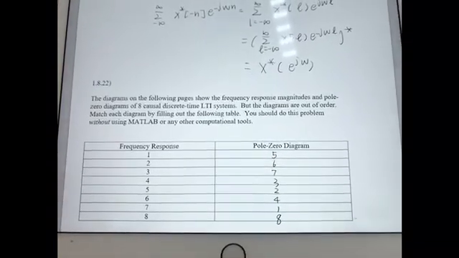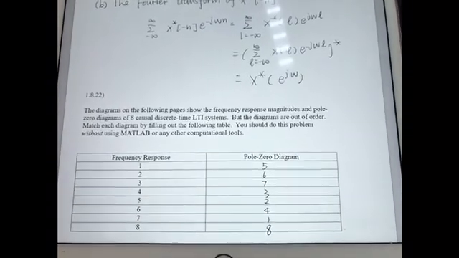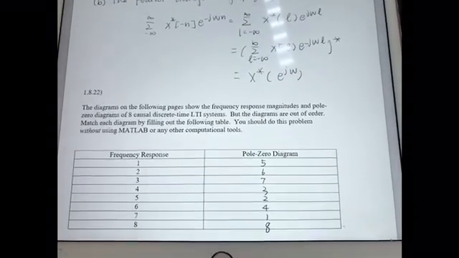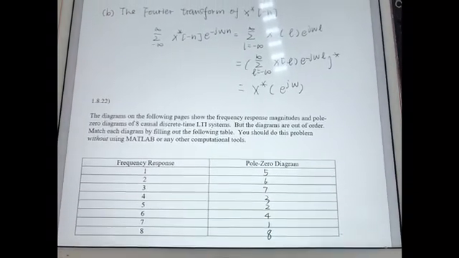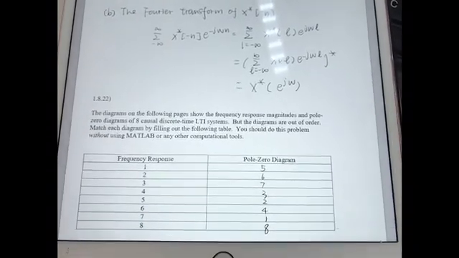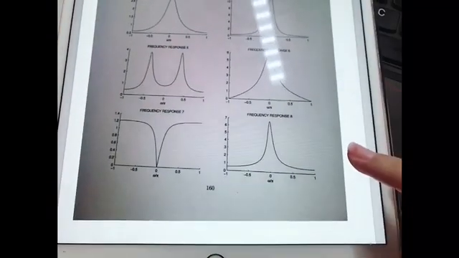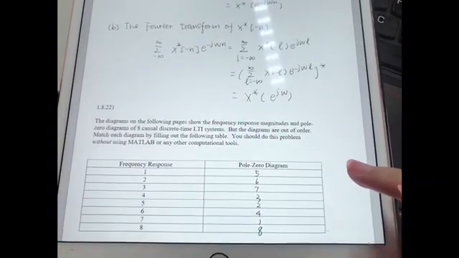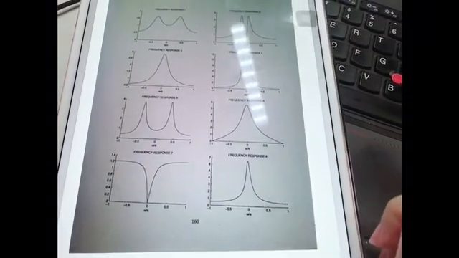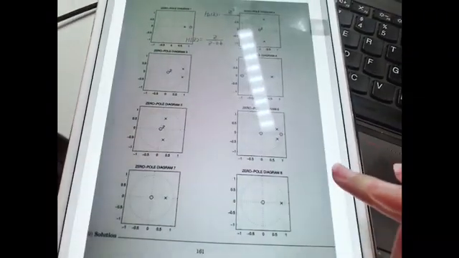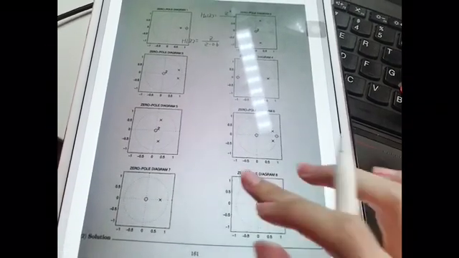I'm Yueziling. Here I'm going to show you the solution of homework 4, question 1.8.22. This question is somewhat similar to the last homework. Differently, this time it provides us the frequency response pictures, 8 frequency response pictures and 8 zero-pole diagrams, and asks us to match them.